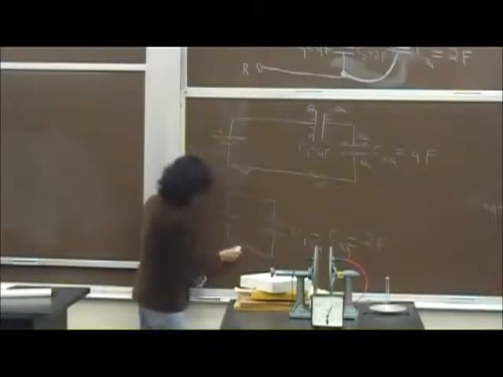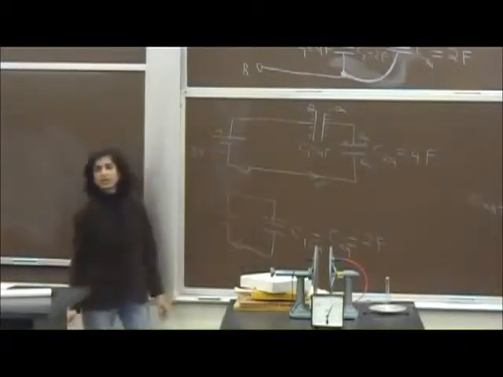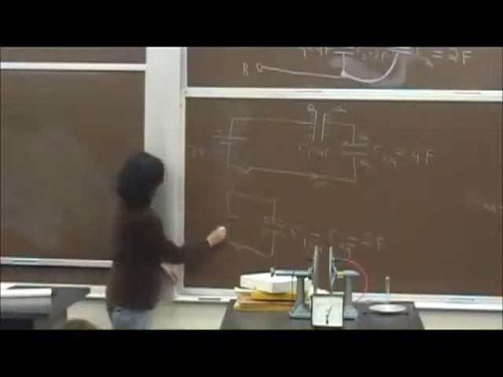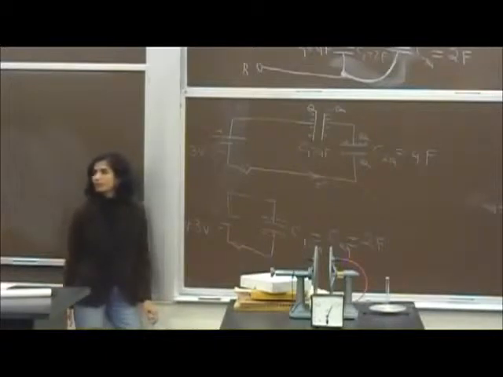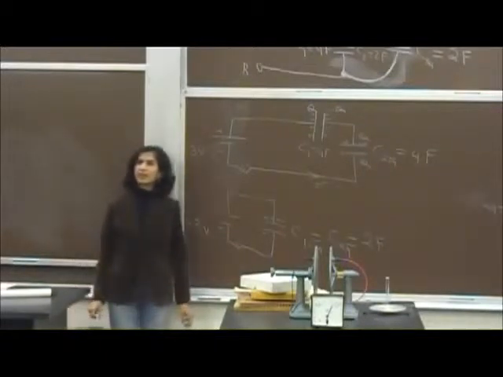As soon as I close the switch, this capacitor will accumulate some charge. Let's say that this is a 3-volt battery, right? This is the battery voltage. How much should be Q? Anybody has any thoughts?